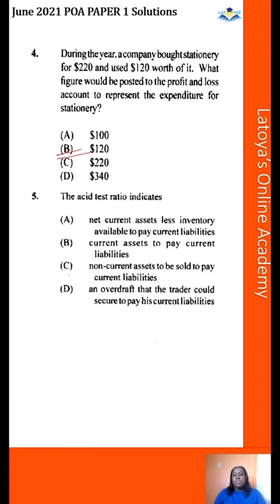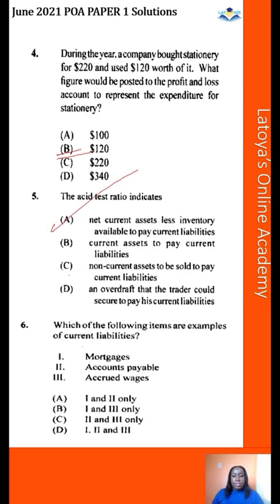Question 5. The asset test ratio is also known as the quick ratio. And this ratio shows if the company has enough money, enough cash, or can get enough cash to pay its immediate liabilities, such as its short-term debts. Okay? So this can be indicated by a net current assets less inventory available to pay current liabilities.